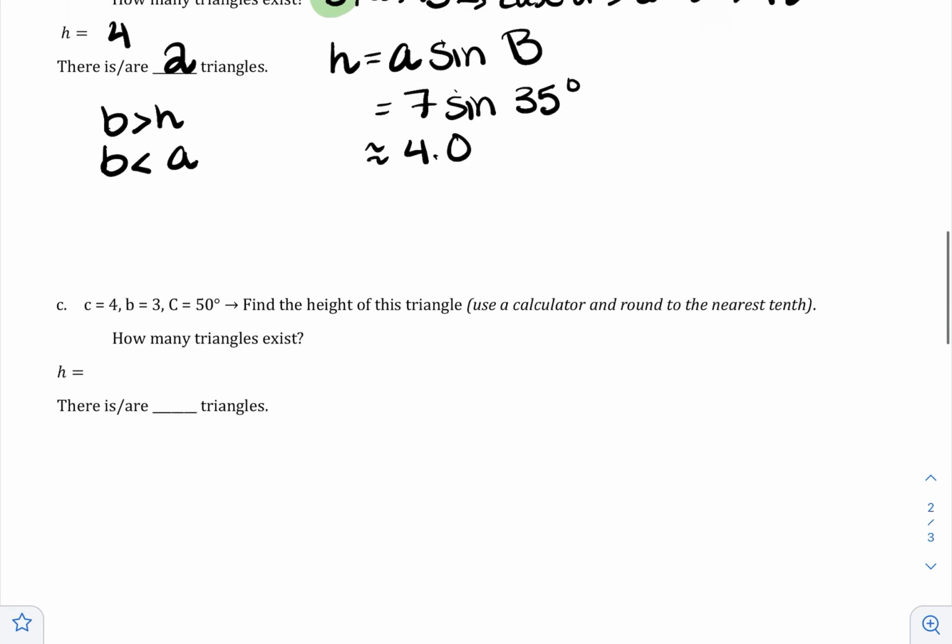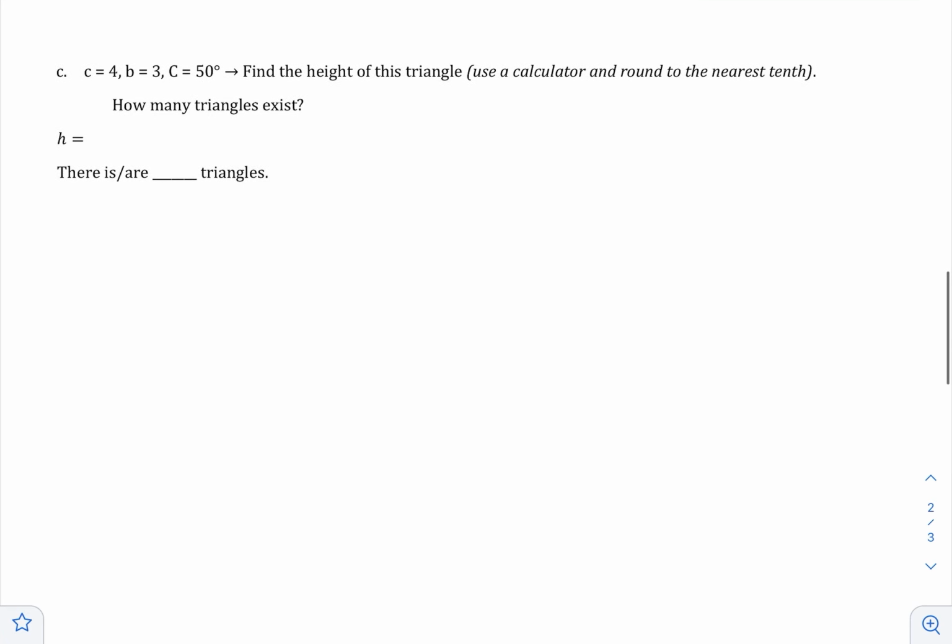Let's try one more. So I'm given little c, little b, big C. I am definitely in case 2 because the angle matches one of the sides. I am in the ambiguous case. So I need to find the height. I know I'm being really repetitive, but one of the biggest issues I've seen in the past is that people don't understand that they're in the ambiguous case, and they don't understand that they need to find the height. So this is why I'm really trying to repeat it over and over again.